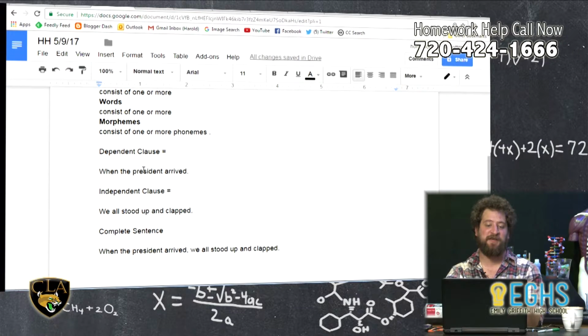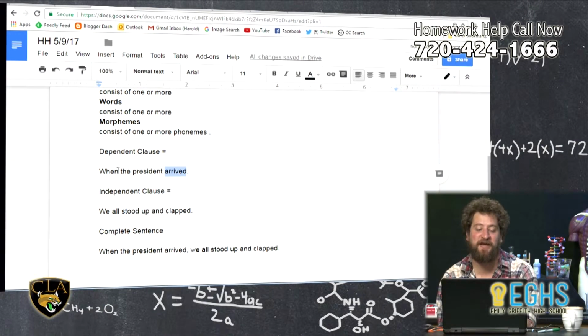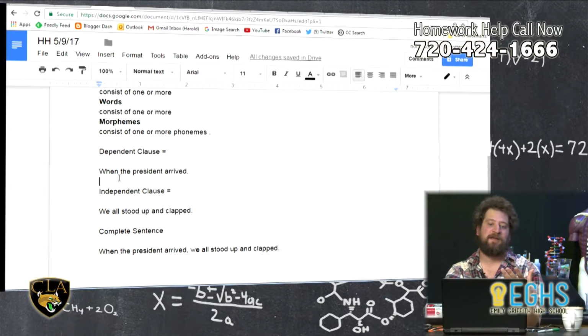right? Because in the dependent clause, we've got the president, who's a subject, and arrived, which is a verb. So we've got the makings of a complete sentence, but because of this word when, there's the implication that we need more information. And therefore, this is a dependent clause, not an independent clause.